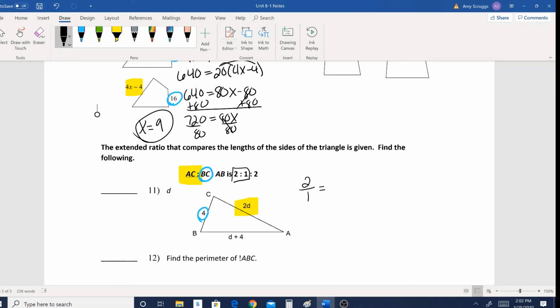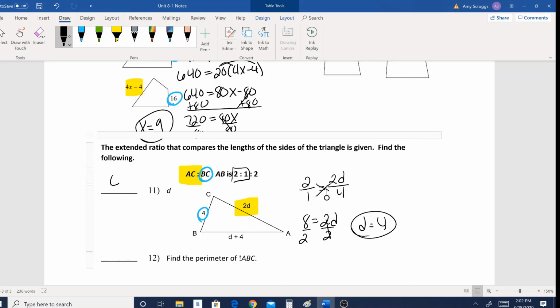Now, you've got to be very careful because if you started with the 2, you've got to start with side AC. So on the second fraction, you need to start with side AC, which is 2D, and put it over side BC, which is 4. Okay, and that's really all you have to do. You just have to cross multiply now and solve, and you'll be done. So we're going to find out that D is equal to 4.